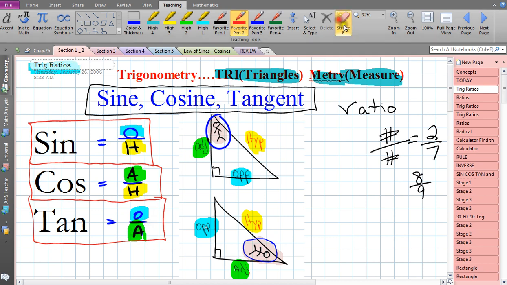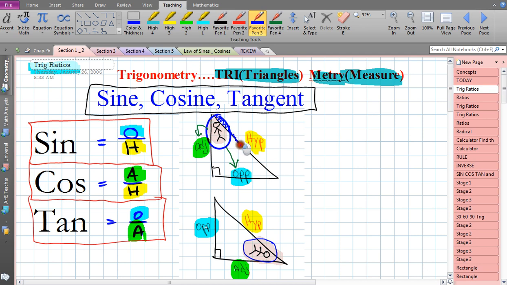So let's take a look at these two pictures here. Notice we have this little stick figure, and that kind of represents where you are seeing the triangle from. So the perspective of if you're sitting at that angle or standing at that angle, how do we describe that side? Well, that's the opposite side to you. This side in here is what we call the adjacent side. And notice the hypotenuse is always going to be across from the 90-degree angle.